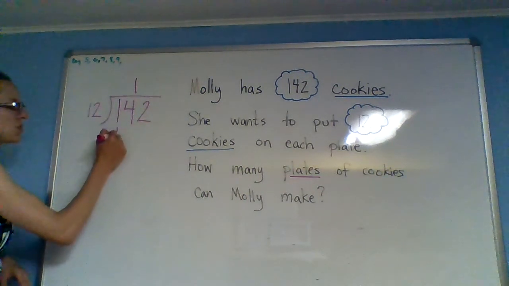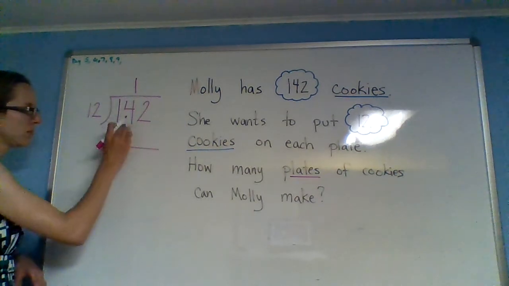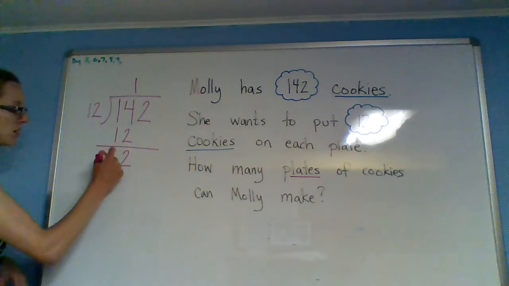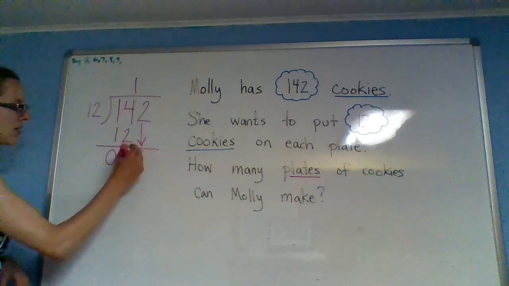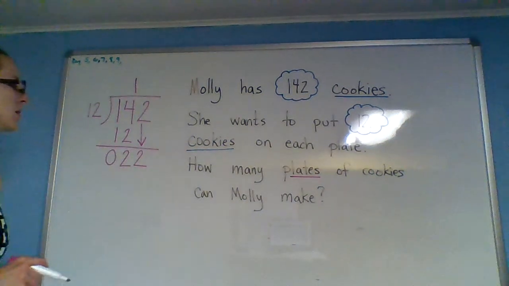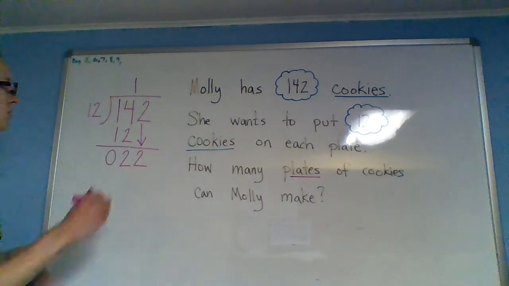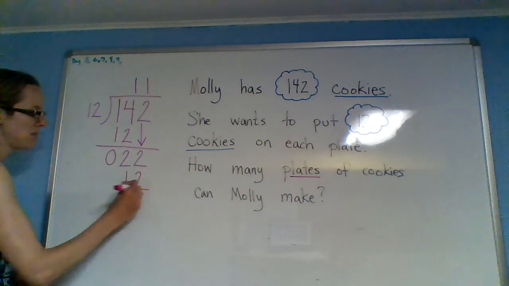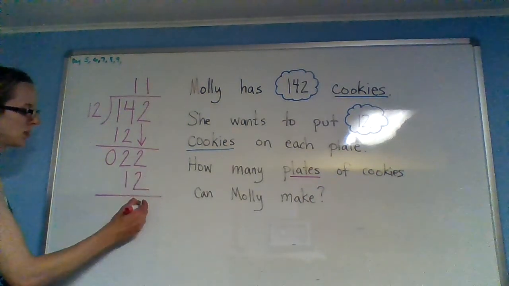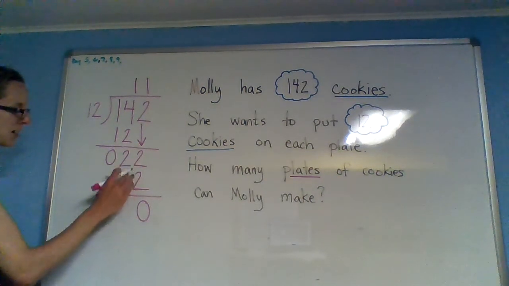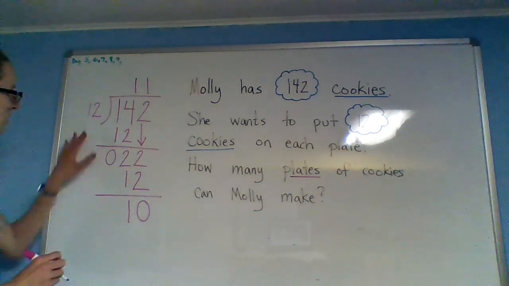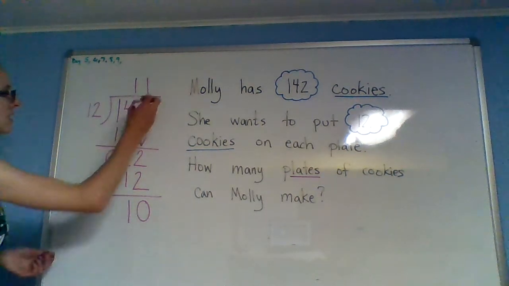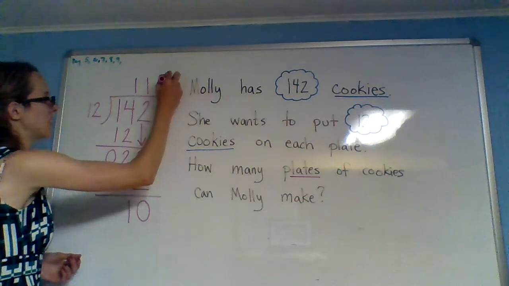1 times 12 is 12. 4 minus 2 is 2. 1 minus 1 is 0. I bring down the 2, and now I have 22. 12 goes into 22 just once. 1 times 12 is 12. 2 minus 2 is 0. 2 minus 1 is 1. 12 doesn't fit into 10 any more times. So now I have an answer of 11 remainder 10.